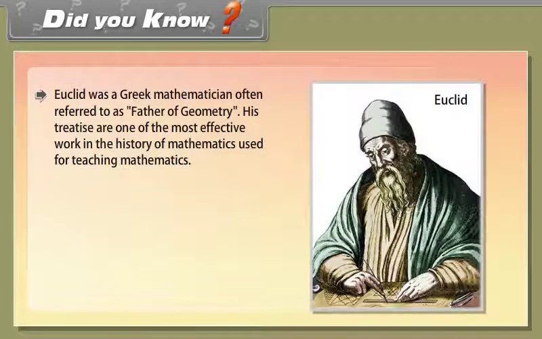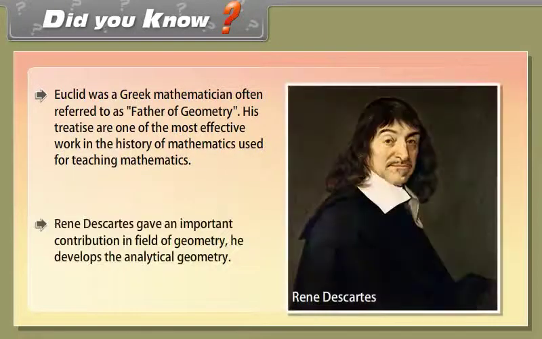Did you know? Euclid was a Greek mathematician often referred to as the father of geometry. His treatises are among the most influential works in the history of mathematics, used for teaching mathematics. René Descartes gave an important contribution in the field of geometry. He developed analytical geometry.